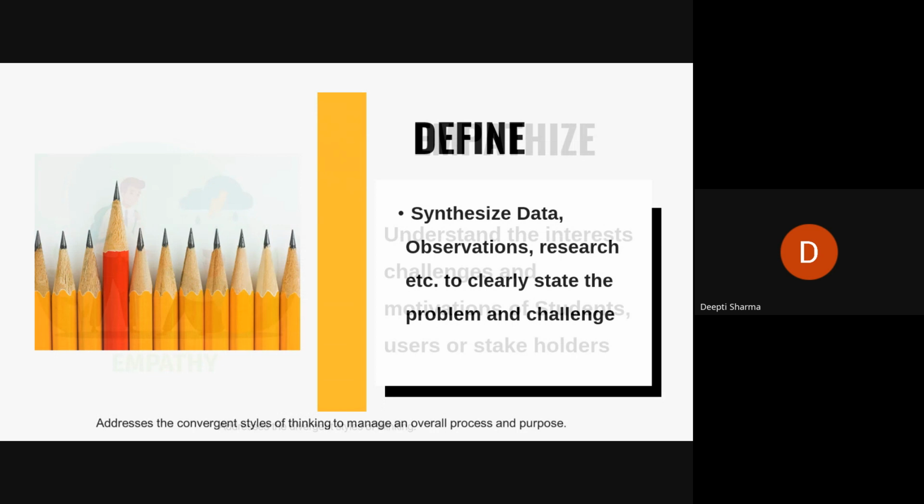Now the second phase is define, where we synthesize the data, where we include the observations and research, etc., to clearly state the problem and the challenges also. It addresses the convergent style of thinking to manage the overall processes and purposes. Define includes the collected data from the empathize phase, and we synthesize that data. We create the observation, how much our students are.